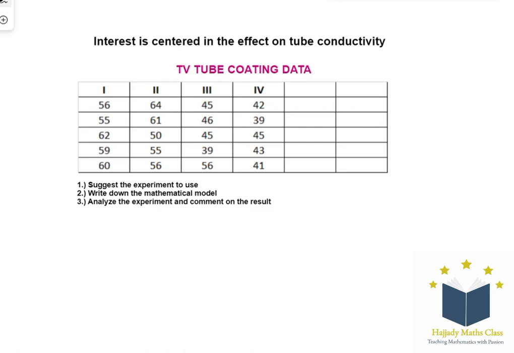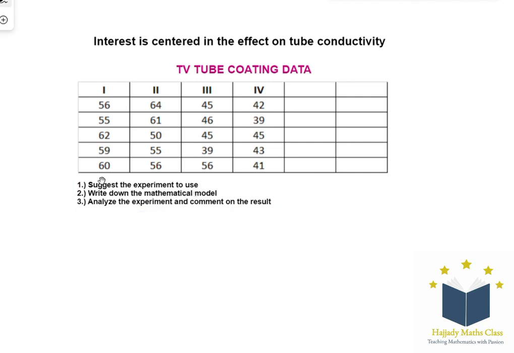Dr. Yadema class. Today we want to solve this question on the analysis of variance. Here, our interest is centered on the effect of tube conductivity. So we have the data set on the TV tube coating data, which is treatment 1, 2, 3, and 4. The first question says to suggest the experiment to use.